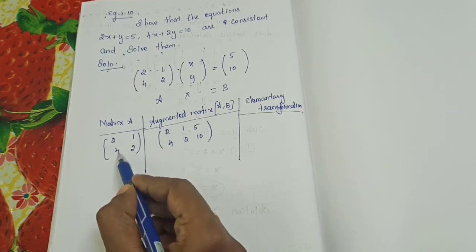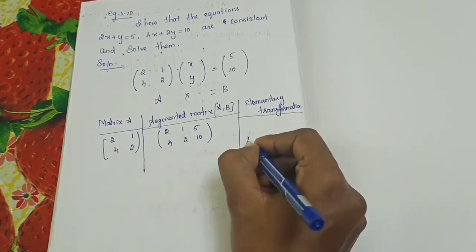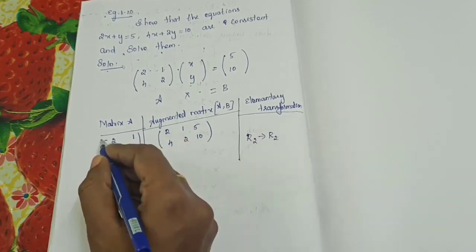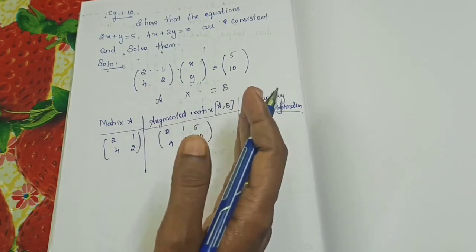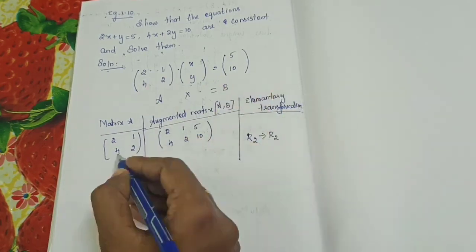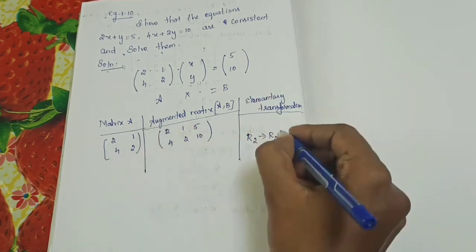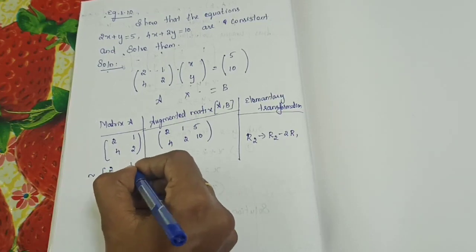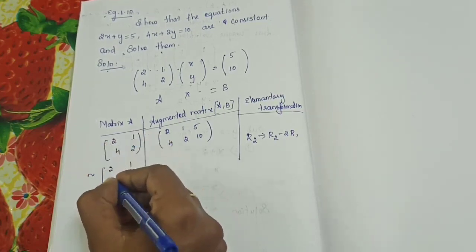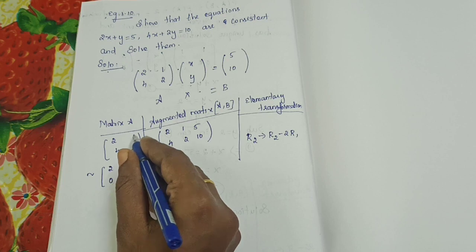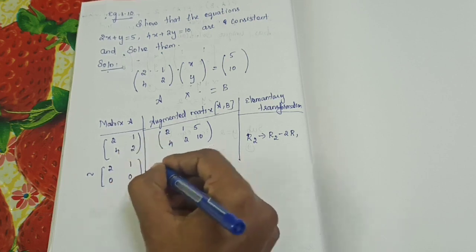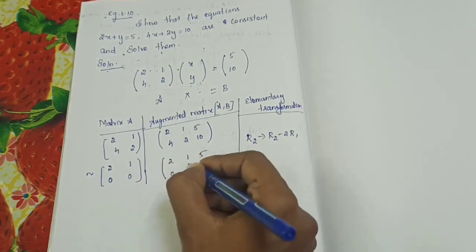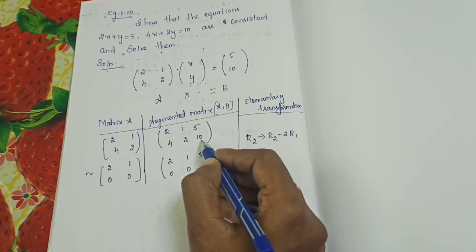So you need to make this entry 0. So how? R2 implies R2 minus 2R1. R2 has 4, and when you subtract 2 times 2, you will get 0. So 4 minus 2 into 2 means 0. Then 2 minus 2 into 1 means this also 0. Then next, here also 2, 1, 5, it is the same. This will get 0, this will get 0. If we check this alone, that's enough.